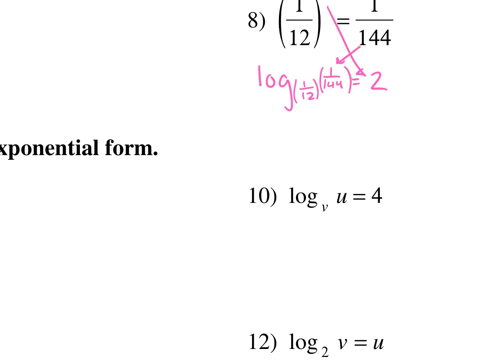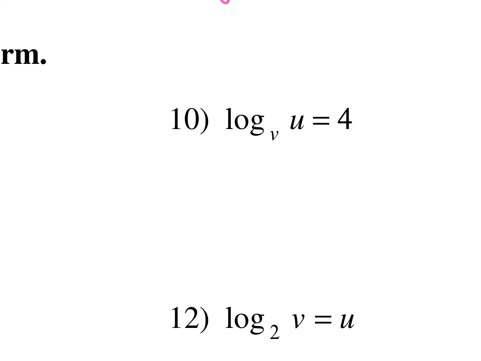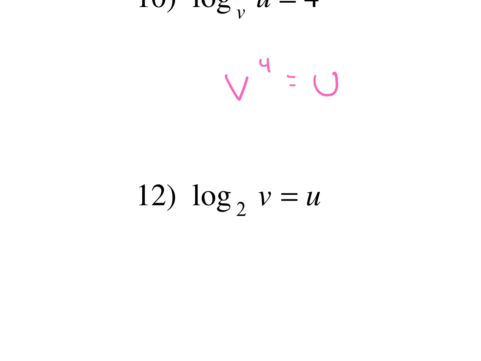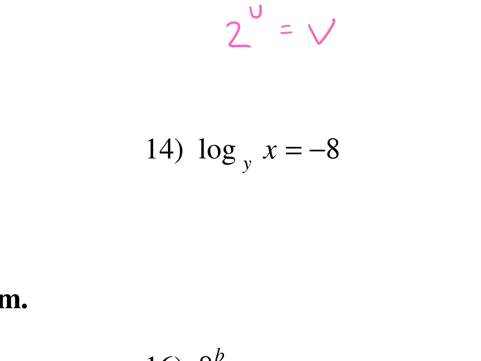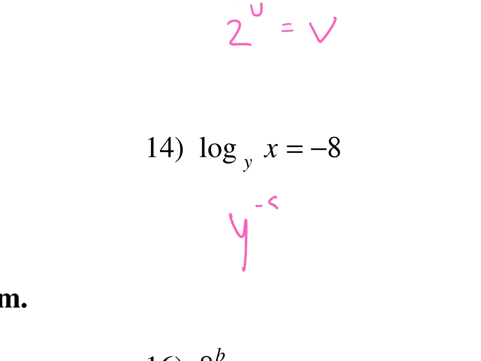All right. For number 10, we're putting it back into exponential form. So what's my base? What's the exponent? 4. What's it equal to? Perfect. 12, what's my base? 2, what's the exponent? U, and what's it equal to? B. Perfect. 14, what's my base? Y, what's the exponent? -8, and what's it equal to? X. Awesome.